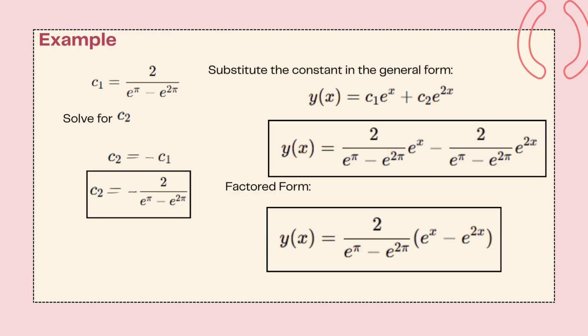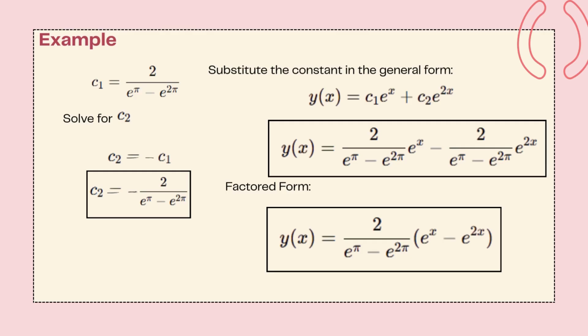Now that we already found our two constants, we are going to substitute them in the general form. Remember, we have the general form of the solution, which is y of x equals c sub 1 times e to the power of x plus c sub 2 times e to the power of 2x. So substitute the two constants. The result is y of x is equal to 2 over e to the power of pi minus e to the power of 2 pi times e to the power of x minus 2 over e to the power of pi minus e to the power of 2 pi times e to the power of 2x.